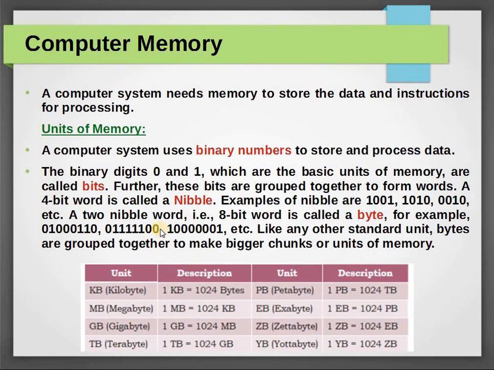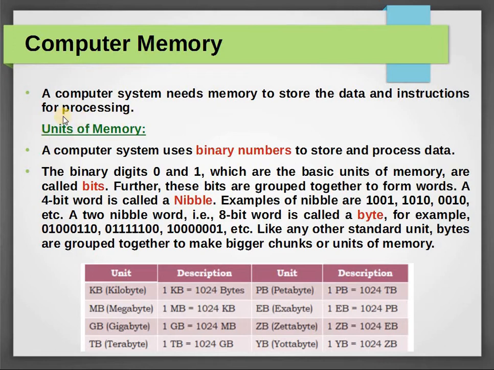So next topic we will do is computer memory. So why does the computer need memory? A computer system needs memory to store the data and the instructions for processing. So that's why a computer needs memory. It is the same as a human being needs memory to store his past and present and the learning which he learns day by day.